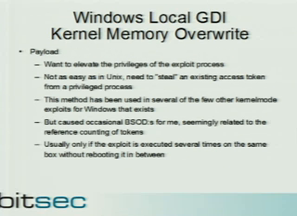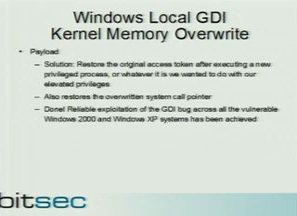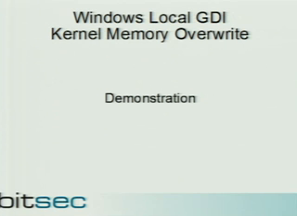As for the payload, I want to elevate the privileges of my exploit process. And unlike in Unix-based systems, this can be quite complicated. What we do is actually to temporarily steal a so-called access token from a privileged process. And at first I had some reliability issues with this. I've solved this by restoring the original access token for the exploit process after I'm done. And the final result is a reliable exploit for all of the vulnerable Windows XP and Windows 2000 systems. Now time for a demonstration.